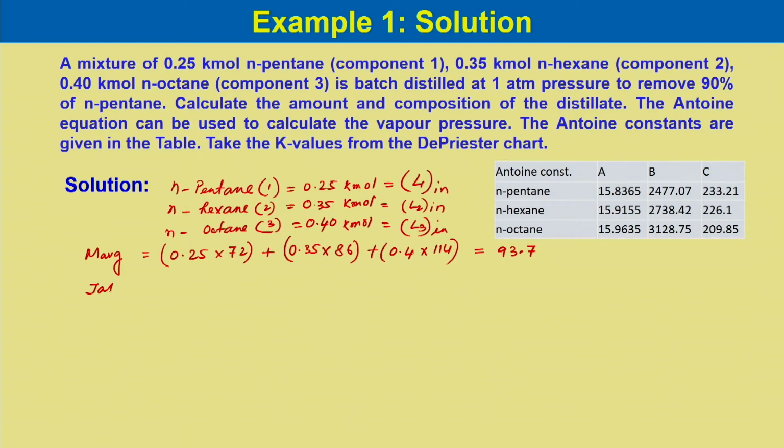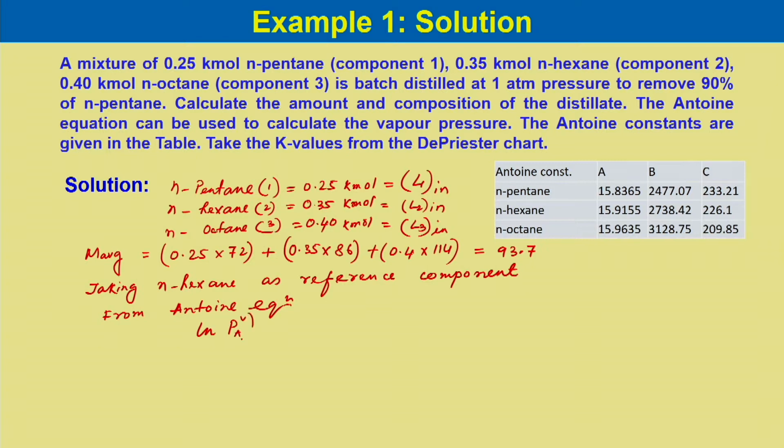Now, taking n-hexane as reference component, so from the Antoine equation we can write ln Pa B is equal to A minus B by C plus theta.